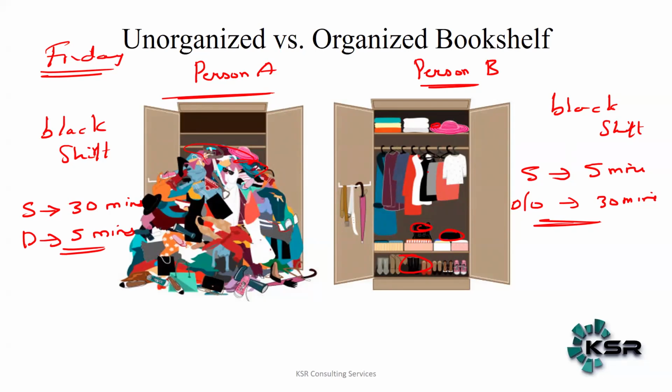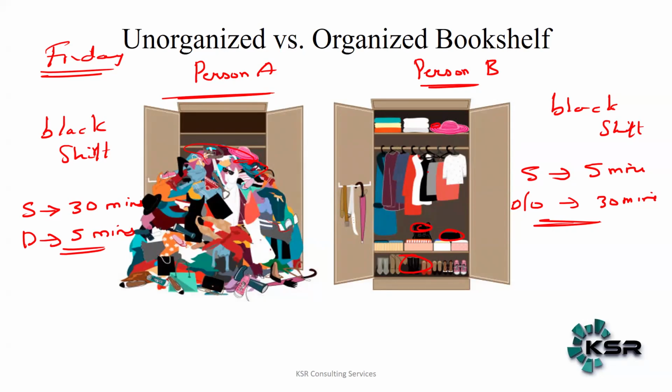B, because it takes 30 minutes for person B, but for person A, each time 30 minutes should be spent. Both are taking 30 minutes either way. But what is your preference, I'm saying? Here, B. In A, searching is taking 30 minutes, in B, organizing is taking 30 minutes. 30 minutes is 30 minutes, but which one is the most preferred one, I would say? B.